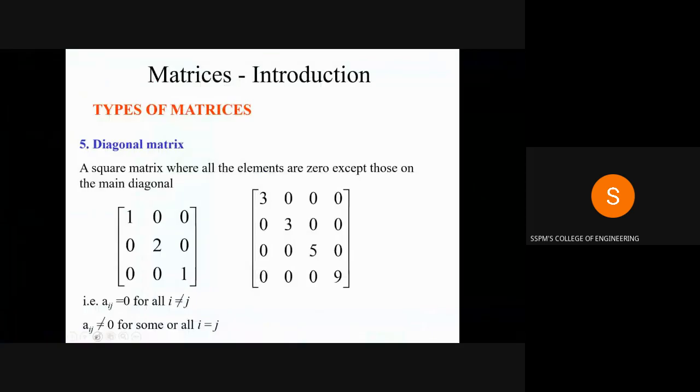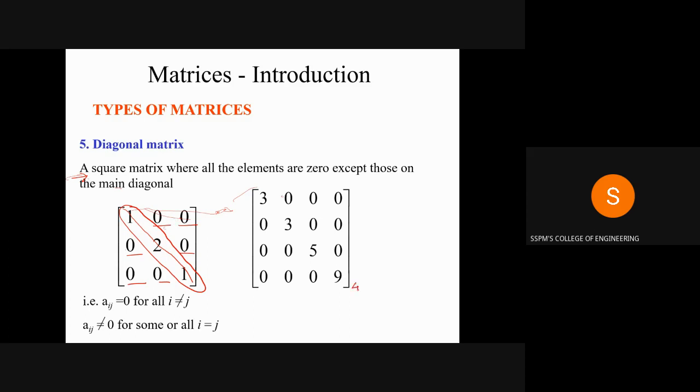What's a diagonal matrix? If the only non-zero entries are diagonal entries, then it is called a diagonal matrix. Here you can see the definition: a square matrix where all the elements are zero except those on the main diagonal. So the main diagonal entries should be non-zero, and all other entries should be zero. All other entries except the diagonal are zero; it is called a diagonal matrix.